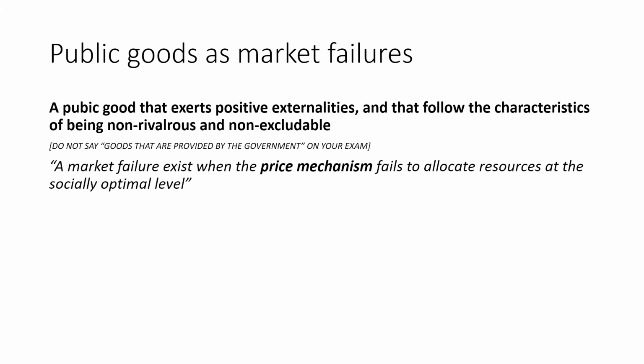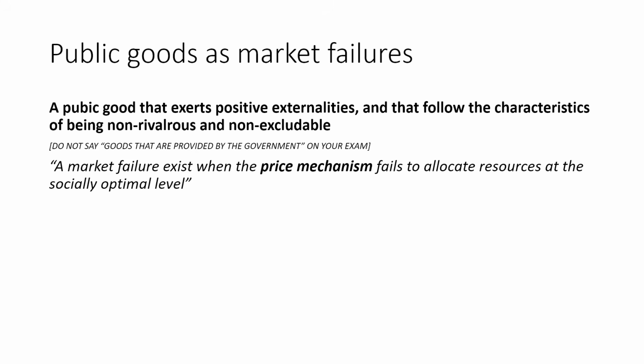The last thing is that there are public goods. They are also seen as market failures. The definition of a public good is a good that exerts positive externalities and follows the characteristics of being non-rivalrous, which means that no one can use up the good. For example, if you're buying Pepsi, then if you buy a can of Pepsi, the supply of Pepsi cans will be one less. Well, this is not the case for public goods. And they're also non-excludable, which means that everyone can benefit from these goods, which then causes the free rider problem, that people who don't even pay for it may be able to benefit from it.